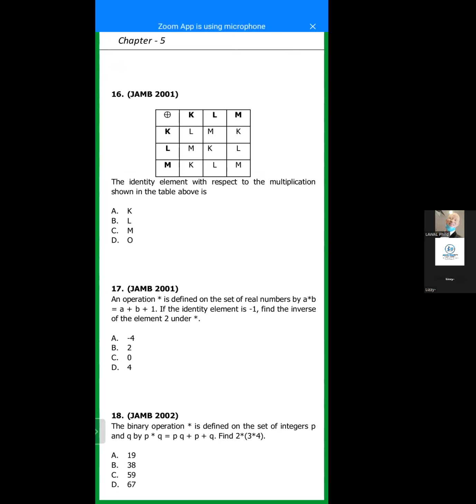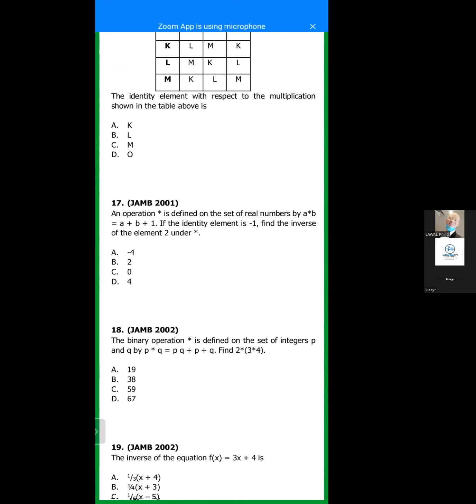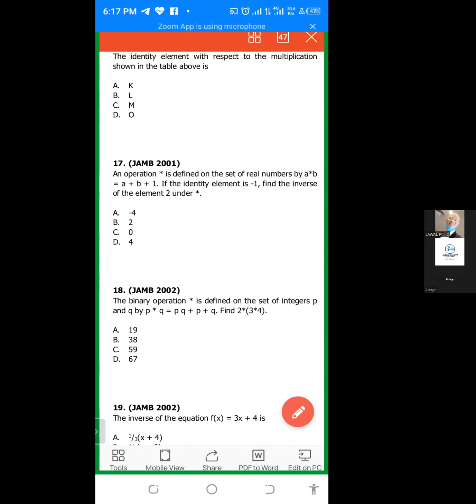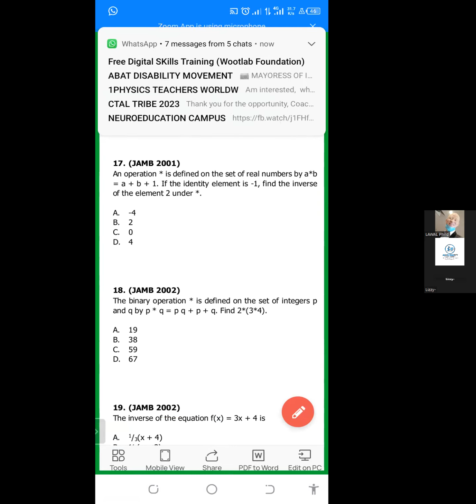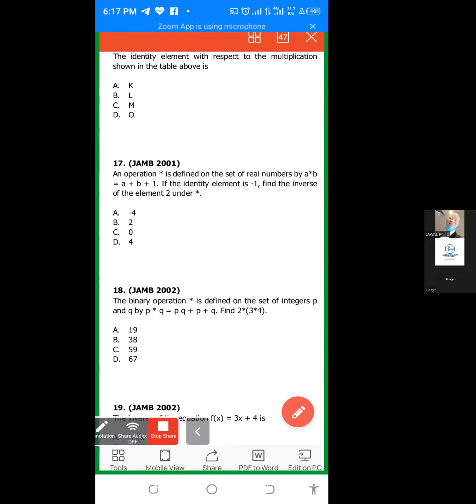Another question on binary operation in the same year, 2001. Two questions, so we can't joke with this topic. If out of 50 mathematics questions we're already seeing 2 under one topic, that's massive. That's saying something that we need to pay attention to.